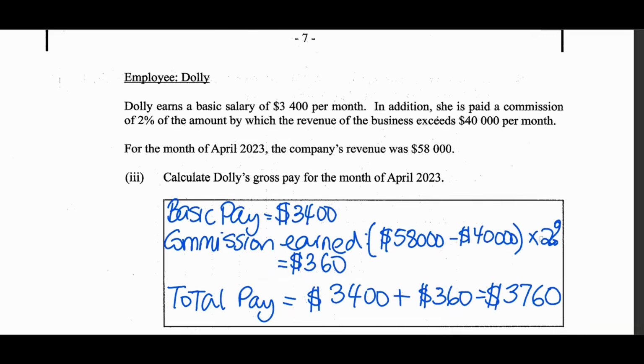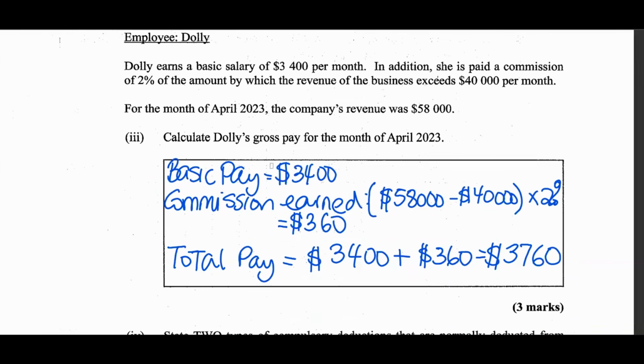Next, we move on to the third employee, which is Dolly. Let's have a look. Dolly earns a basic salary of $3,400 per month. In addition, she's paid a commission of 2% of the amount by which the revenue of the business exceeds $40,000 per month. For the month of April 2023, the company's revenue was $58,000. So she'll be getting a commission of 2% on any amount above $40,000.